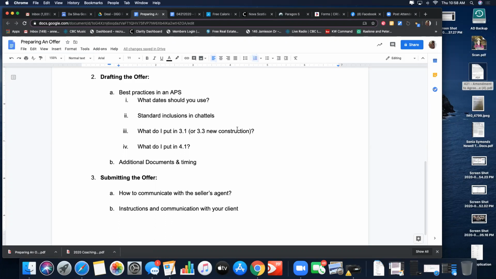It's not always that. Okay. So additional documents. Yes. So you don't get a reply and you don't know there's a counter coming.